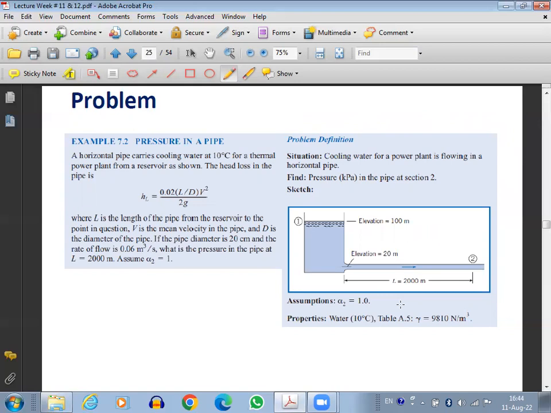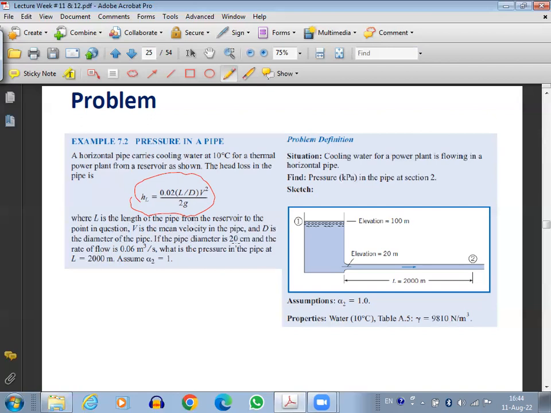Okay, so let's move over to this problem. We're going to solve only this problem, and then end our class today, and we'll continue from here in the next class. A horizontal pipe carries cooling water at 10 degrees centigrade for a thermal power plant from a reservoir as shown. The head loss in the pipe is given by this formula: 0.02 multiplied by length divided by diameter into velocity squared divided by 2g, where L is the length of the pipe from the reservoir to the point in question, V is the mean velocity in the pipe, and D is the diameter of the pipe.